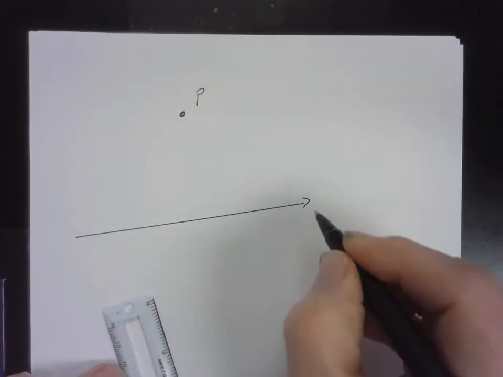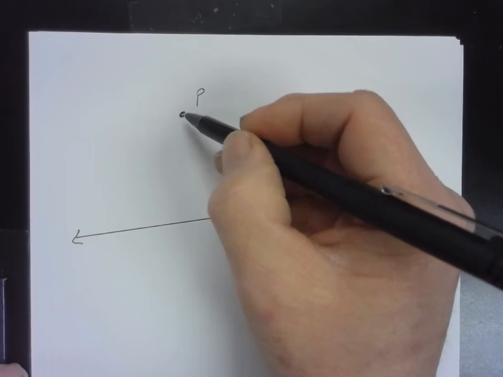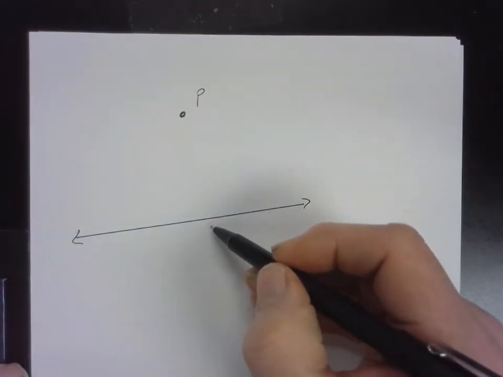And you have to be able to construct a line that goes through this point and is perpendicular to this line. This is the construction we have to do.